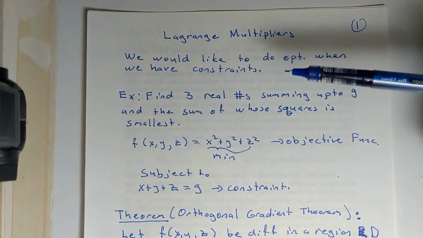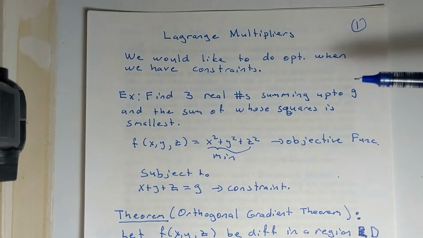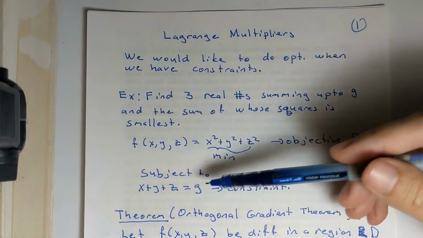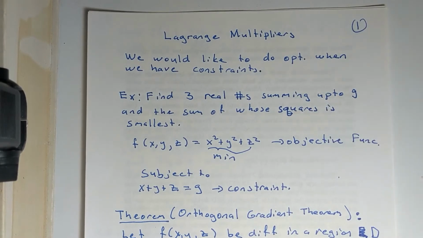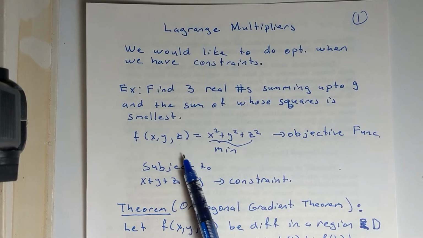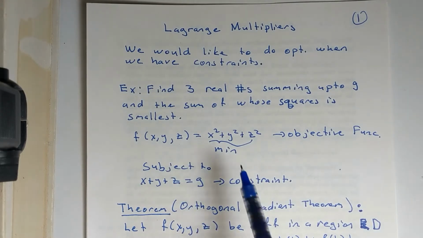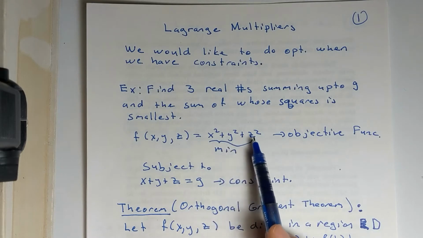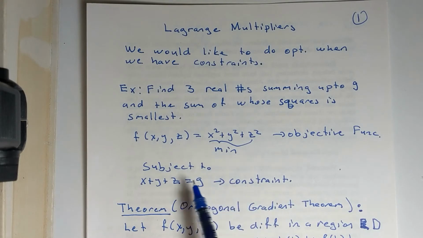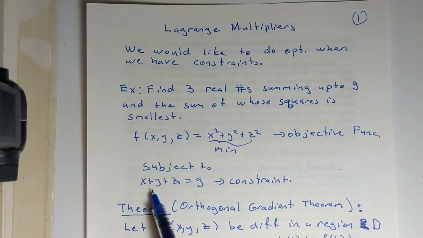So here's the type of question we'd like to be able to do. We want to find three real numbers summing up to 9, and the sum of the squares is smallest. Okay, so the numbers x, y, z sum up to 9, but we want to make the sum of their squares as small as possible. So in that case, what we're trying to do is minimize this sum x squared plus y squared plus z squared if we call the numbers x, y, z. So in other words, we're trying to minimize this function subject to the constraint that x plus y plus z, their sum, has to be 9.